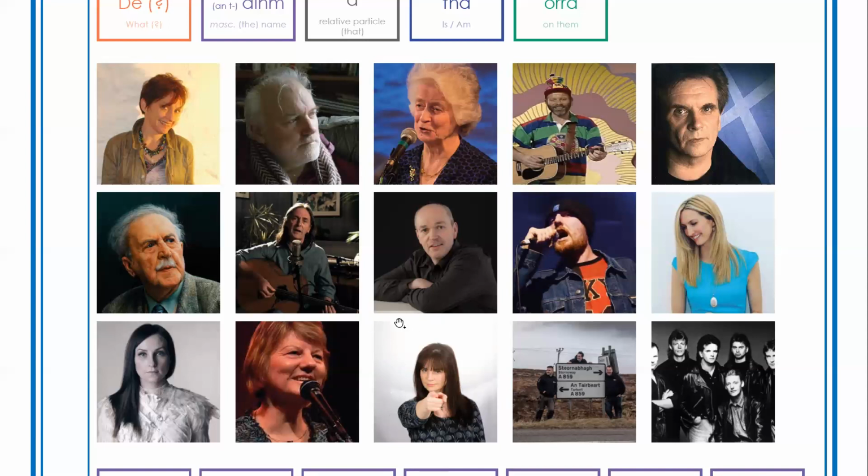And Mariana is the daughter of Kenna Campbell. She's from Glasgow, but she's also from the Isle of Skye.